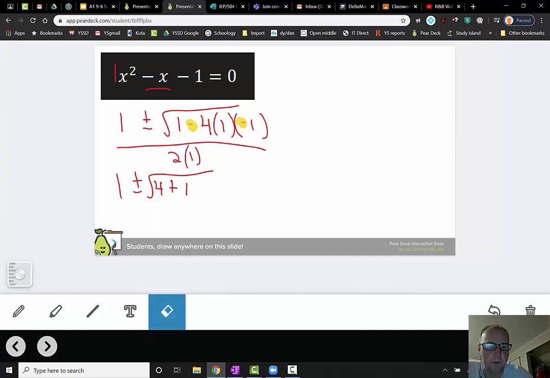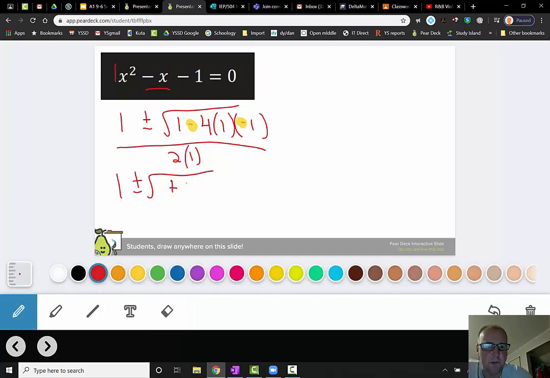Oh my goodness, why did I put a 4 there? Thinking ahead, huh? Alright, let's fix that. So that should be 1 plus, here's my 4, and it's all over 2. So I got 1 plus or minus the square root of 5 over 2.